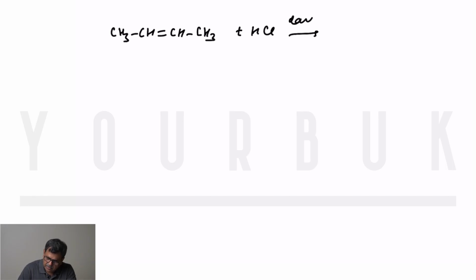Now we'll discuss some examples. Now first example is this. If you look at this, this is a symmetrical alkene, but-2-ene. So if you are reacting this compound with HCl, in dark you can add H positive to any carbon of the double bond. So this is my product. It's called 2-chlorobutane.